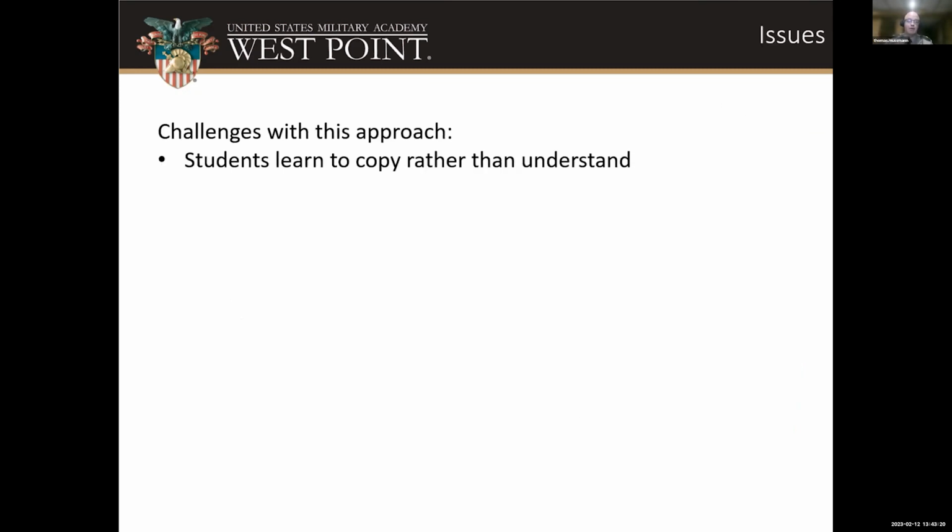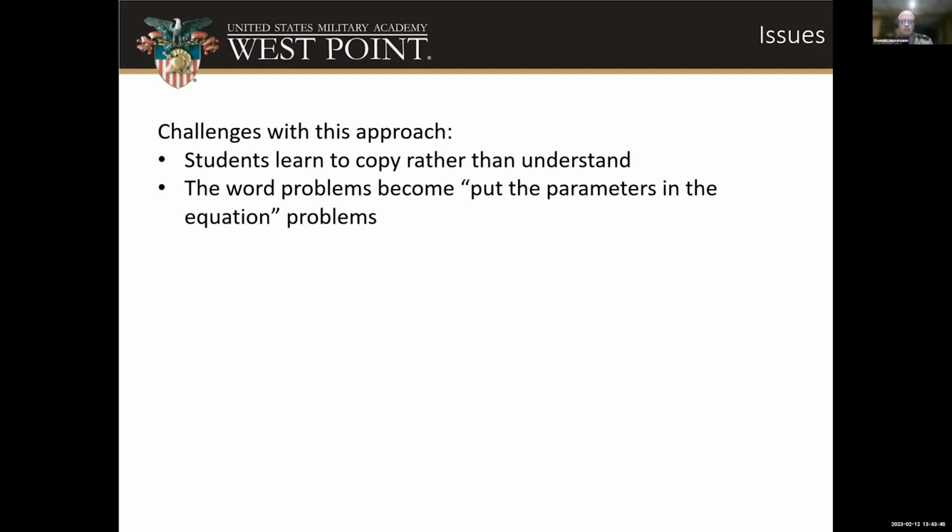And what I've found is that students, when you start asking them these types of questions, they learn to copy rather than to understand. Yes, I did explain to them why population growth is proportional to population, but they kind of just got the differential equation and say, anytime I see population, I'm going to grab this differential equation, I'm going to take this screwdriver and I'm going to screw the screw in. Right, and so the word problems become put the parameters in the equation problems instead of am I actually modeling?